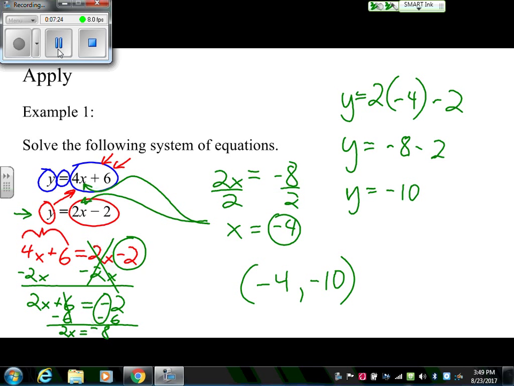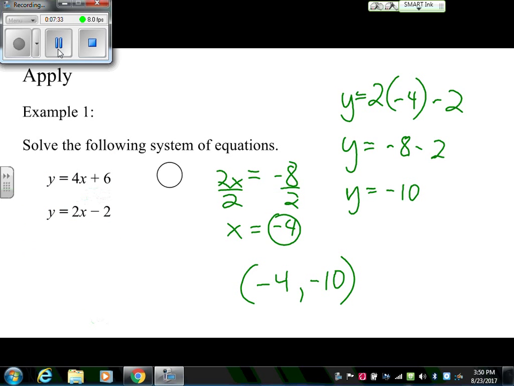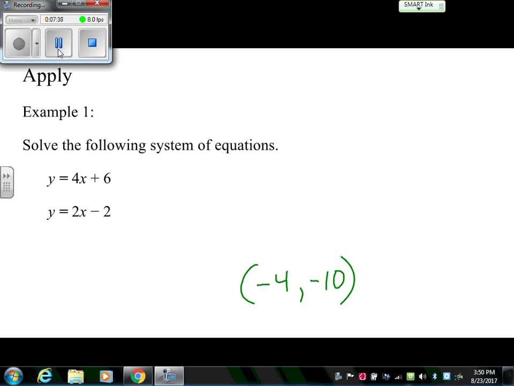Now that I know that answer, I can actually plug this in to both equations to make sure it's true. So I'm going to leave my answer. But we will try plugging it in to our different equations here. So my x is negative 4, so let's start with this one here. And I've got y being negative 10. And I have 4 times my x, which we know is negative 4, plus 6. So I'm going to bring down the negative 10 on the left side.